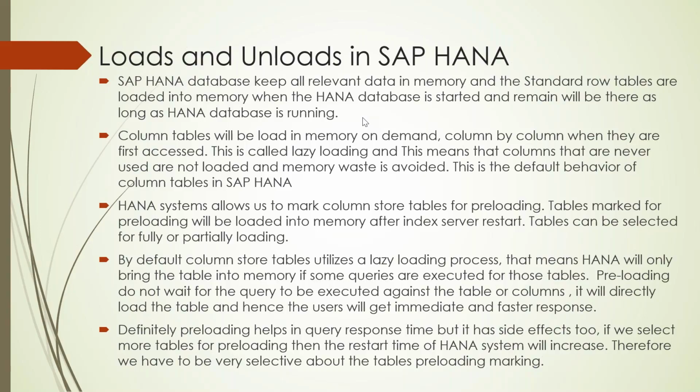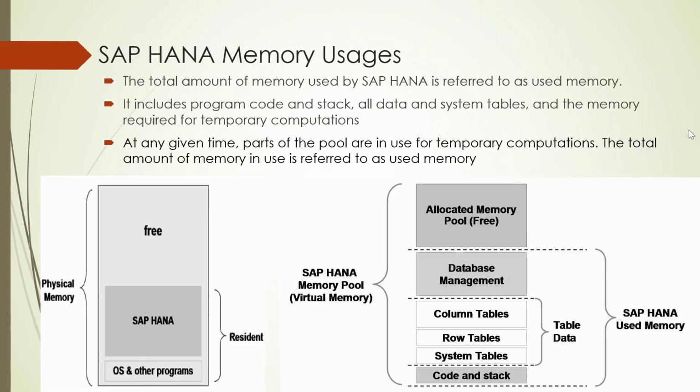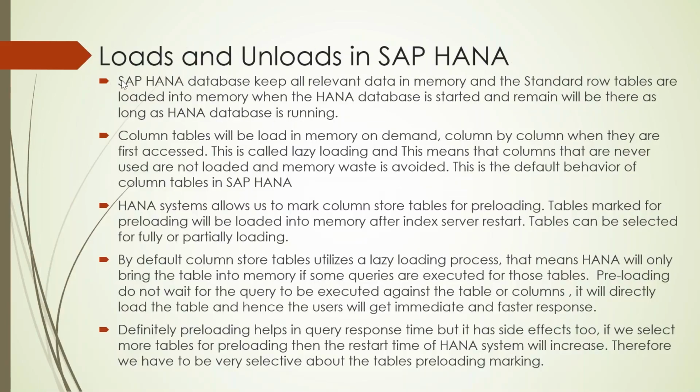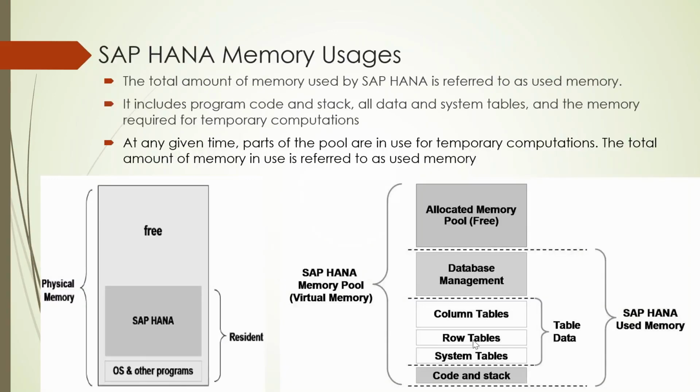Okay, so this is partially it. The remaining is about the column tables. If you see the example here: code, stats, system tables, and the row tables. So this is loaded. So that is the meaning of the first statement. Now what about the column tables?